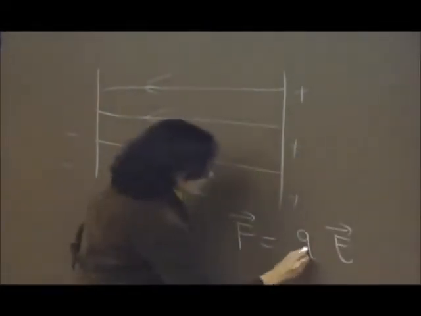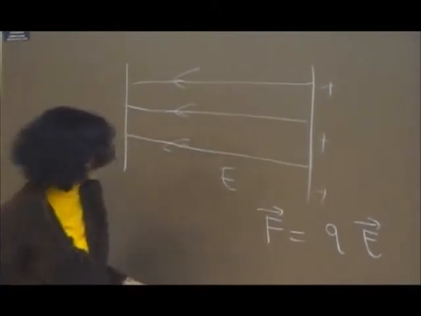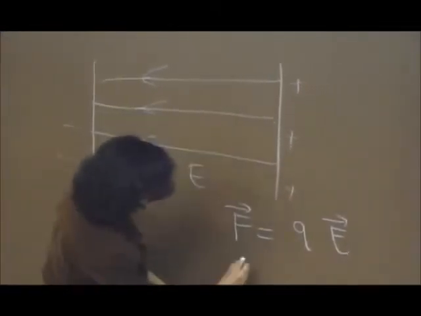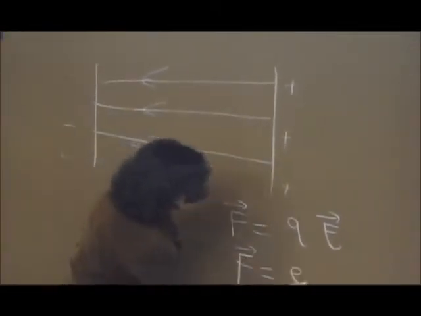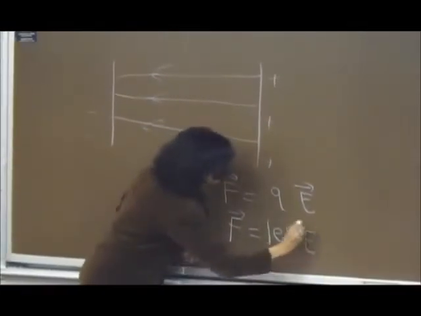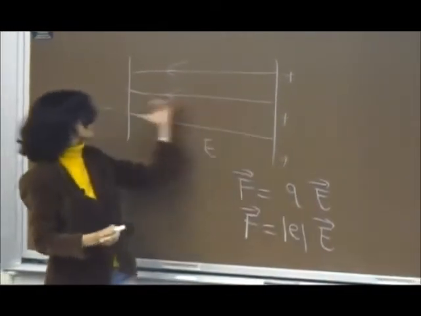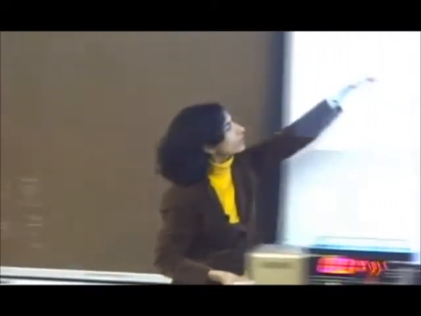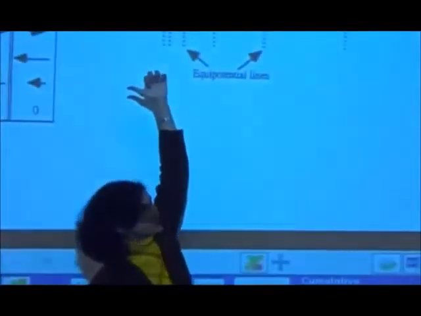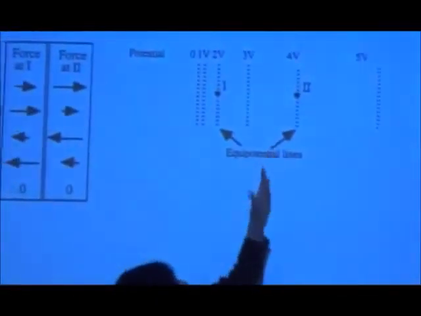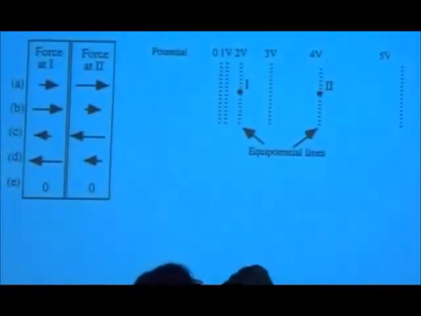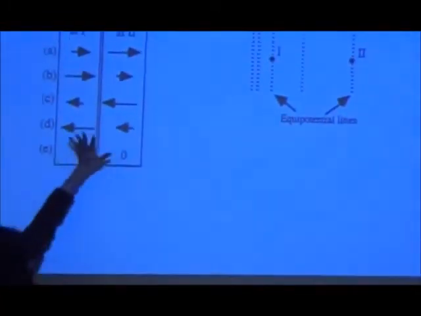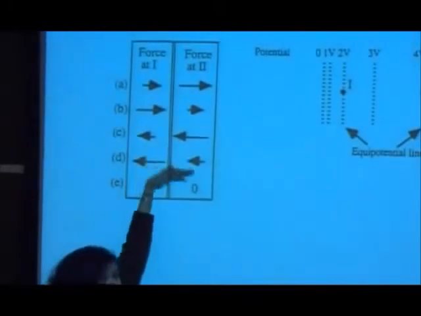and since this charge is positive, it's a proton, force and electric field are in the same direction. So we know the force will be in this direction, right, from the surface of higher equipotential to lower equipotential. So the correct answers can only be one of these two.